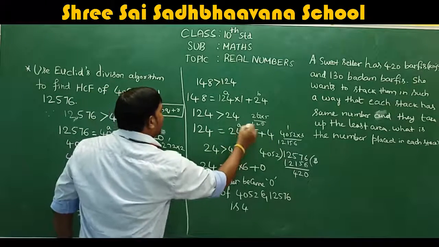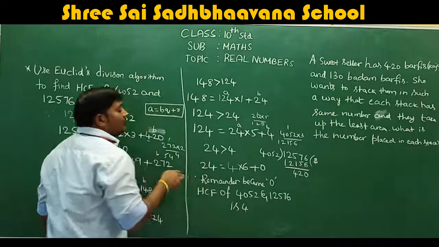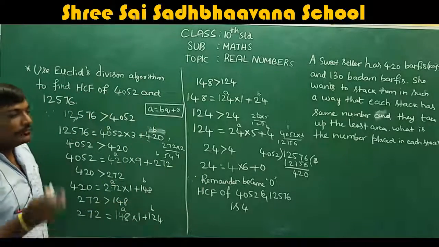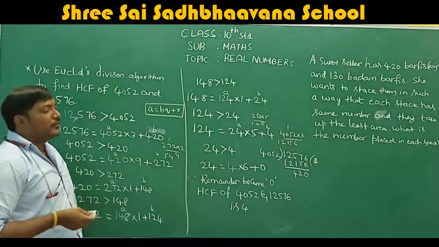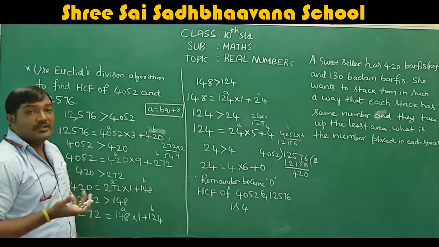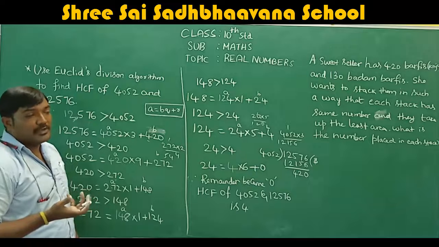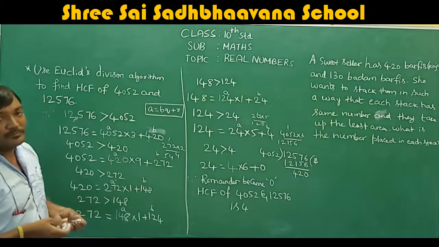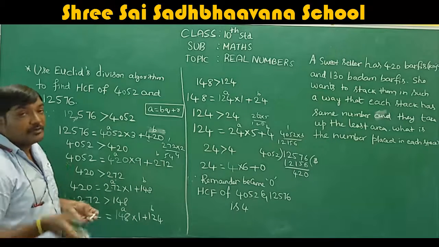Again here you should take this as A and this as B. 24 is greater than 4, obviously. So you divide 24 with 4. You'll get 24 by 4, obviously 4 6s are 24. So 4 into 6 plus 0. See, here we got 0.